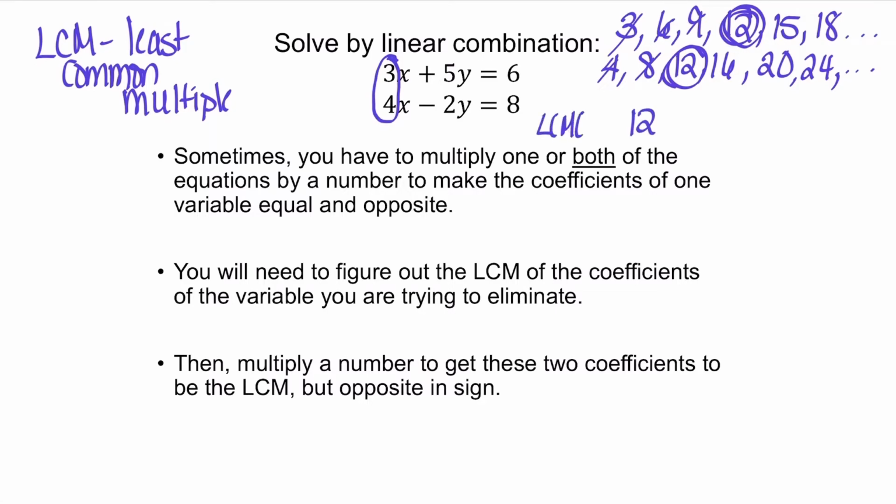Okay, so that's the number that we're going to need to use to figure out how to get these coefficients to cancel. So what you're going to do is multiply one or both equations by a number to get the two coefficients to be the LCM, but we need them to have opposite sign. Remember, the two terms have to have opposite sign in order to cancel each other out.